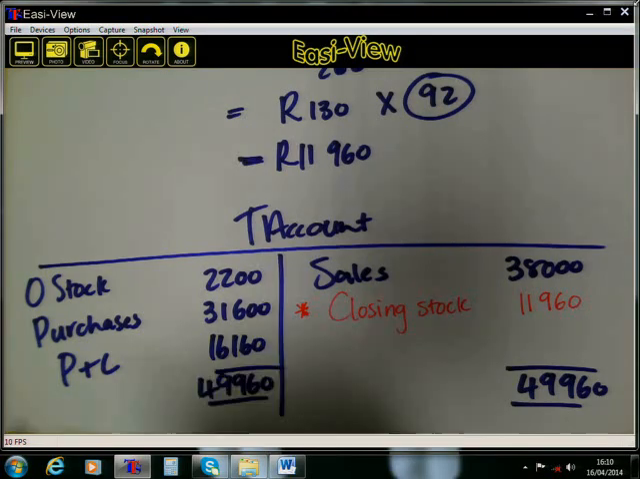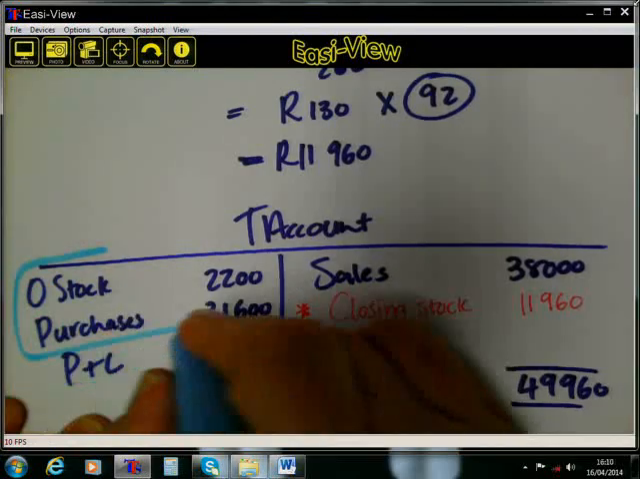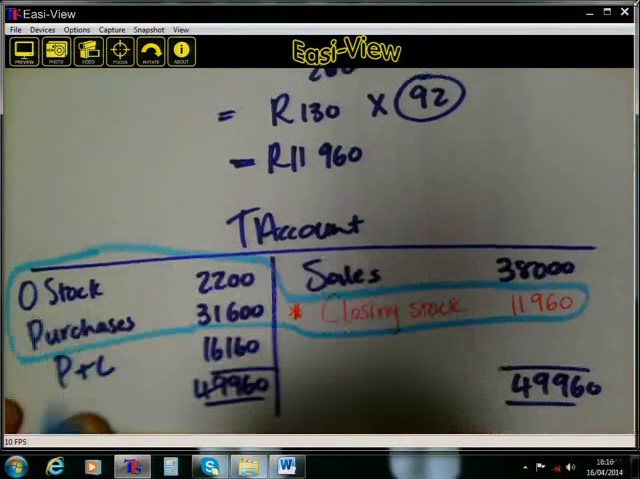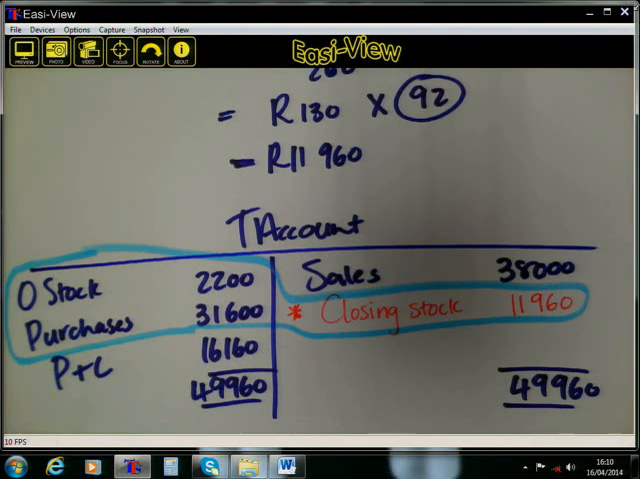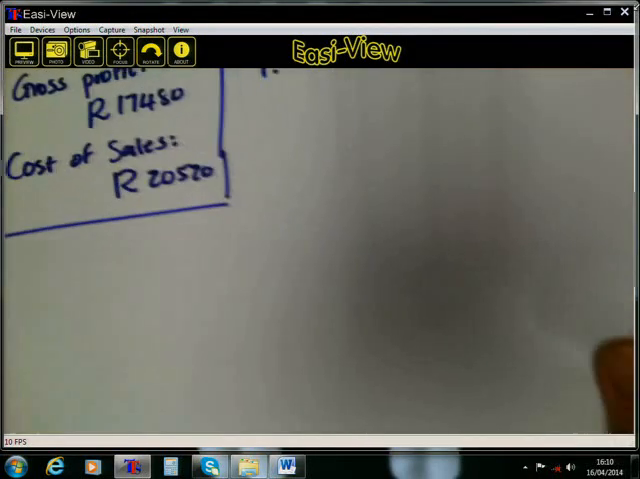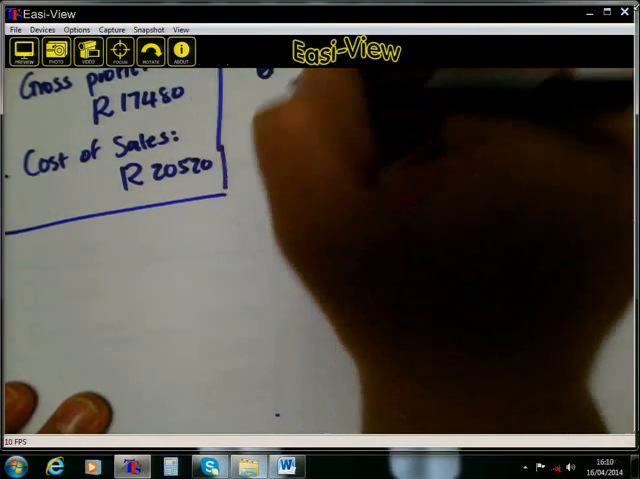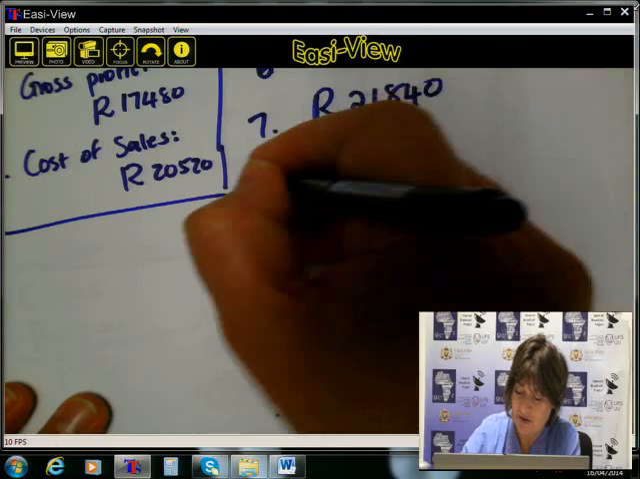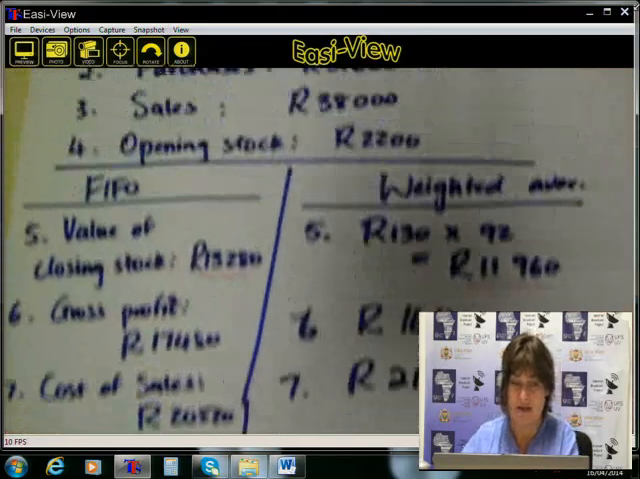What is the next question? The next question is, what is your cost of sales? Cost of sales. 2,200 plus 31,600 minus 11960, and that gives you 21840. That was number 6. This is number 7, 21840, and there is your weighted average method.